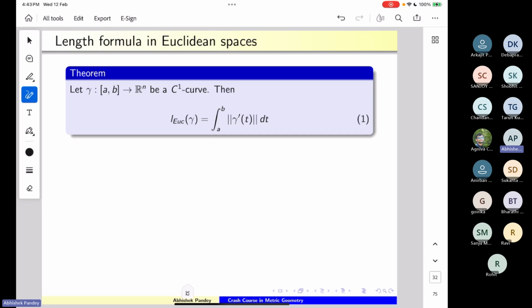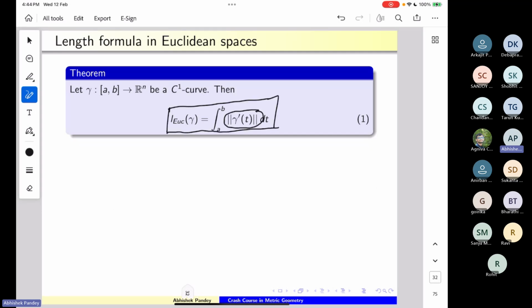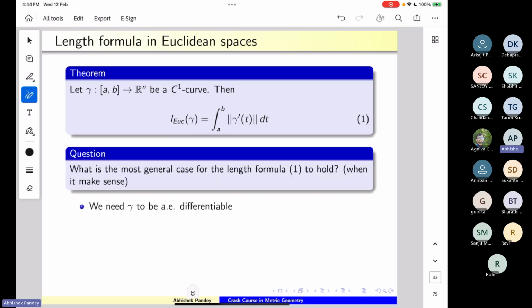Okay, so now we talk about the length formula in Euclidean spaces. Let gamma be a C1 curve. This length formula is well known: the length of the curve can be computed via the integral of the norm of gamma dot t. Here is one question: what is the most general case for the length formula to hold? It would be quite difficult to calculate the length of a curve in a general metric space just by the metric definition, so we want something like this to hold in metric spaces. We'll see this now.